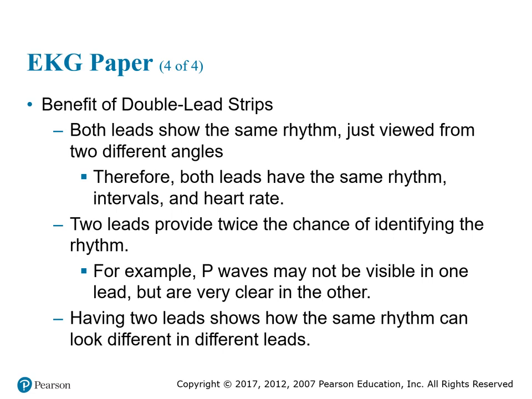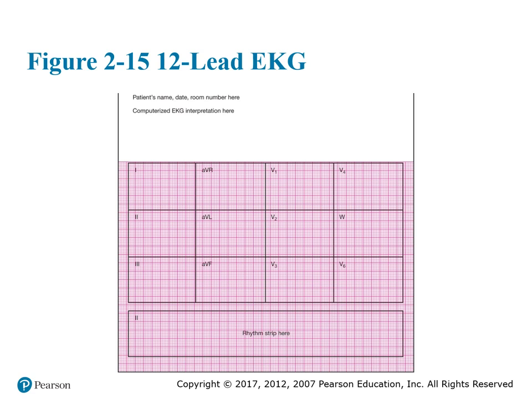Two leads provide twice the chance of identifying the rhythm. For example, P waves may not be visible in one lead, but might be clear in the other. Having two leads shows how the same rhythm can look different from two different views. That's why, when you see a two lead EKG reading, pick which one you can see clearer. It doesn't matter, because they're both going to be the same. It's just that one's a little clearer than the other. They're just giving you two different views of what we've already seen.